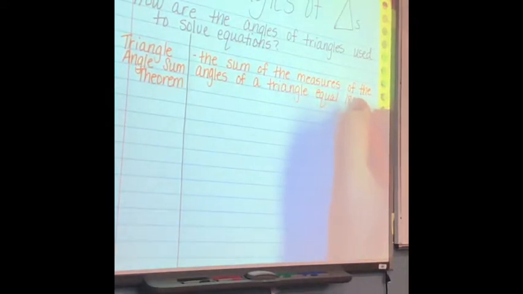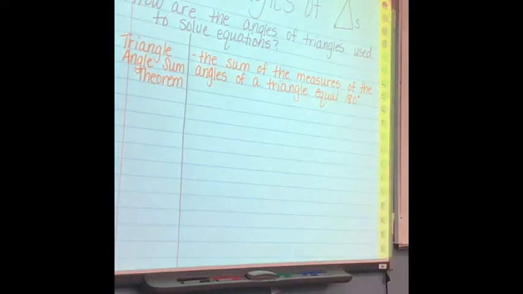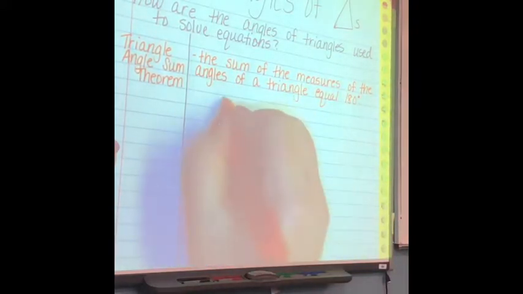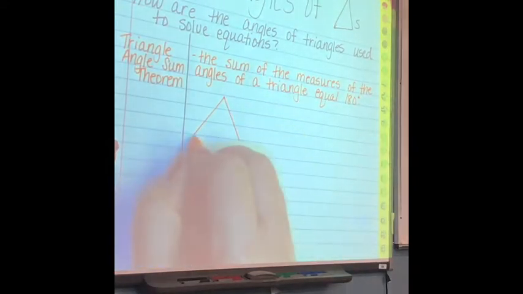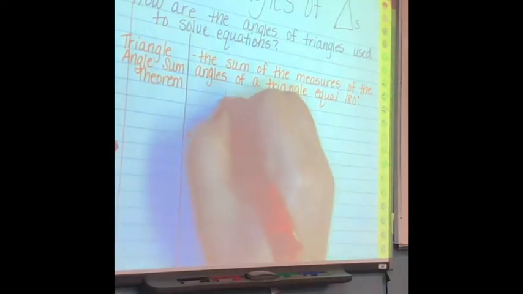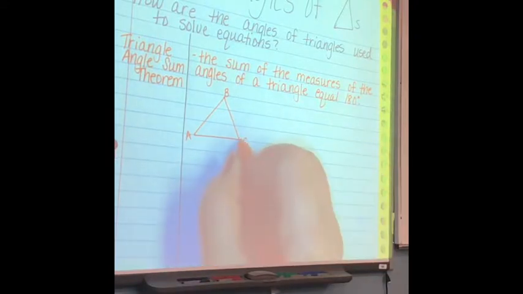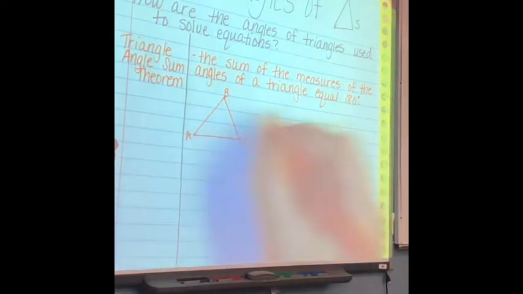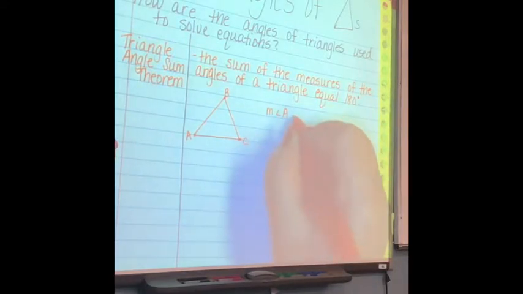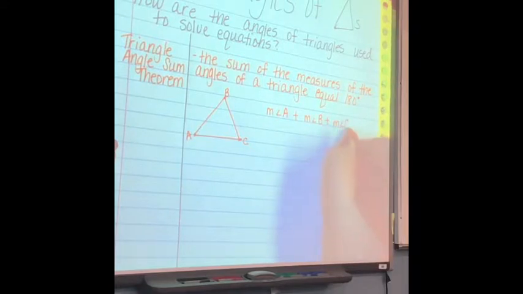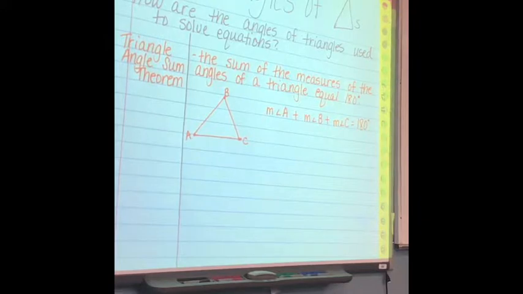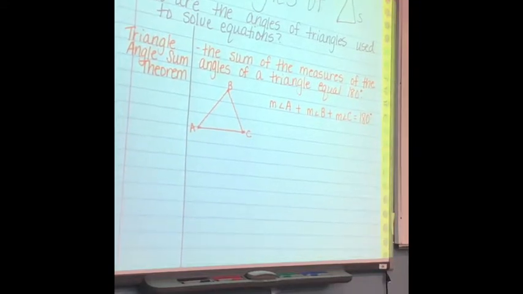All right, so just a picture here. We have triangle ABC. And the measure of angle A plus the measure of angle B plus the measure of angle C will equal 180 degrees. Fairly simple, right? Nothing new there.